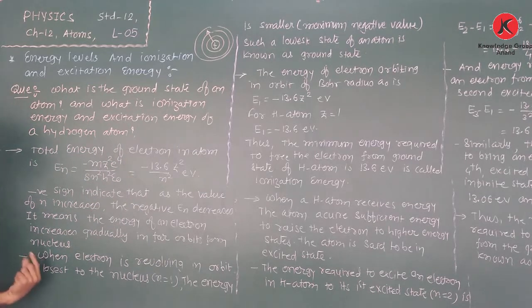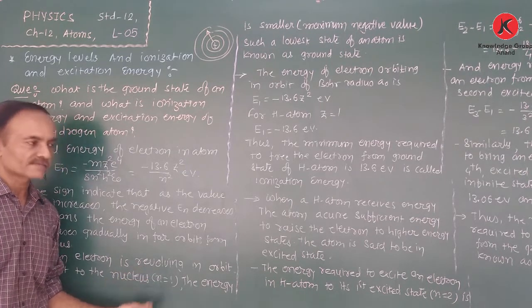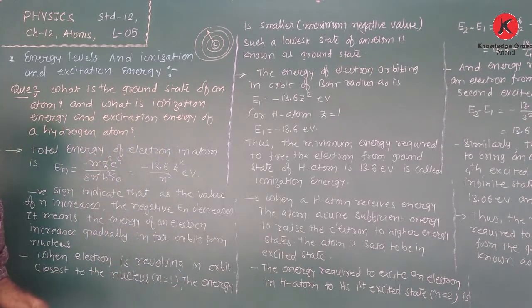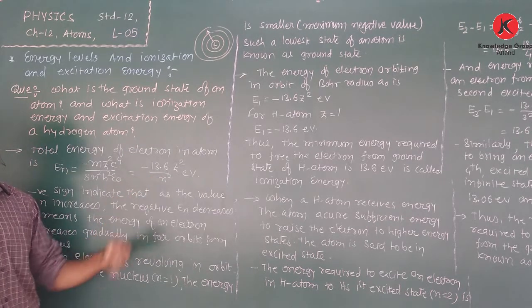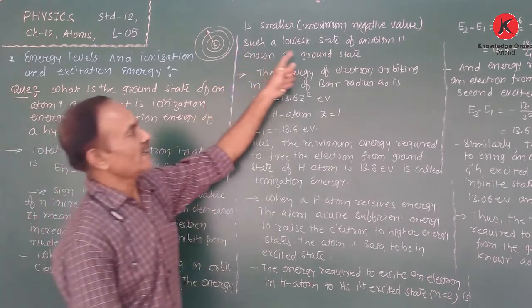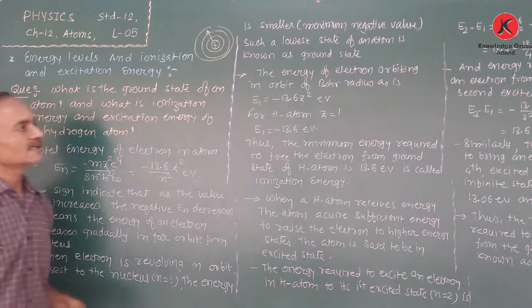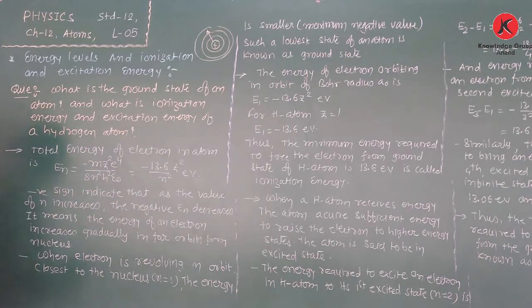Now, when the electron is revolving in the orbit closest to the nucleus, that means the first orbit, the energy is smaller. Its value is minus 13.6 electron volt for the hydrogen atom. Such a low state of an atom is known as the ground state.